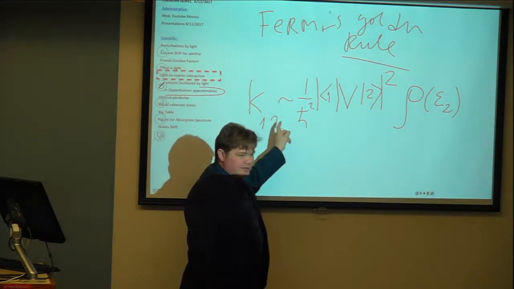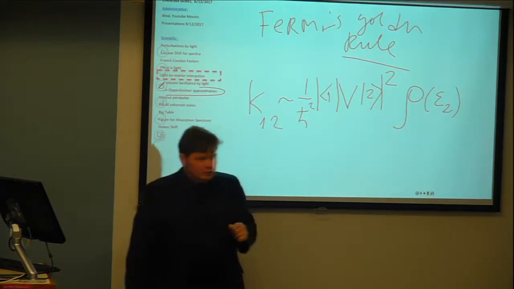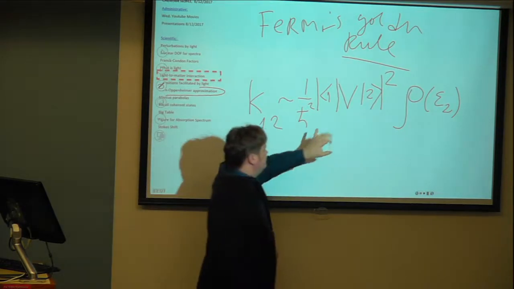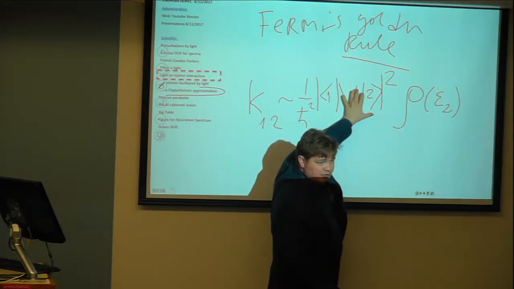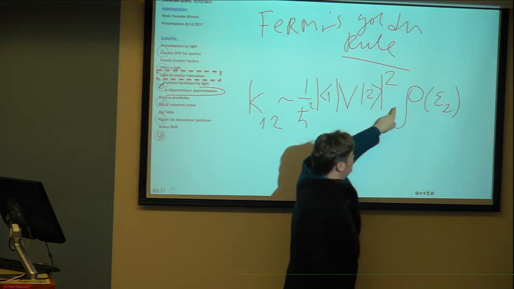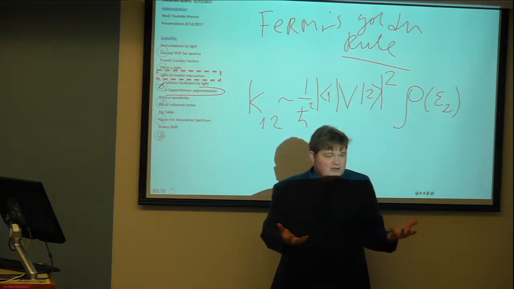When we do spectroscopy, we use the same Fermi golden rule. The interaction will be the matrix element of dipole. The density of states will be just the density of initial and final states.